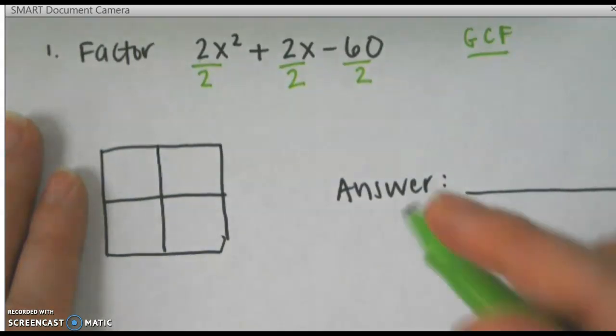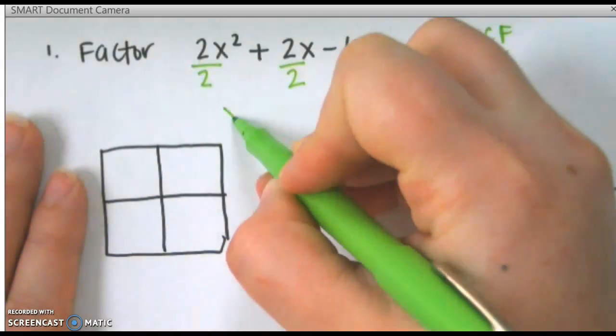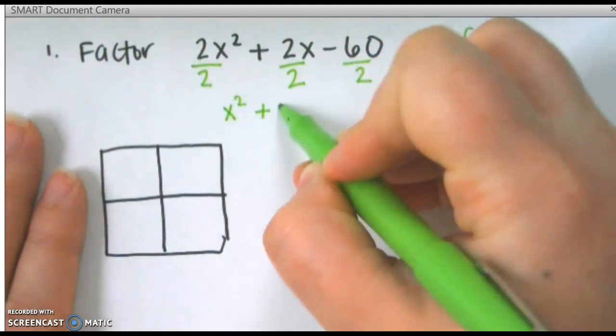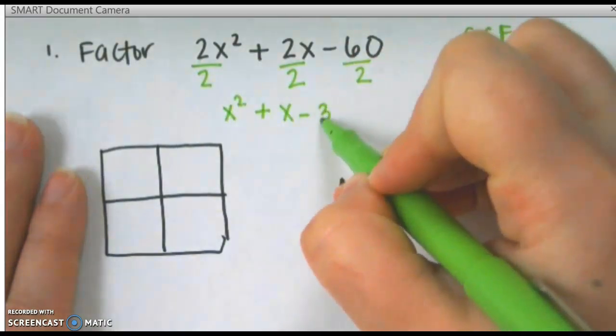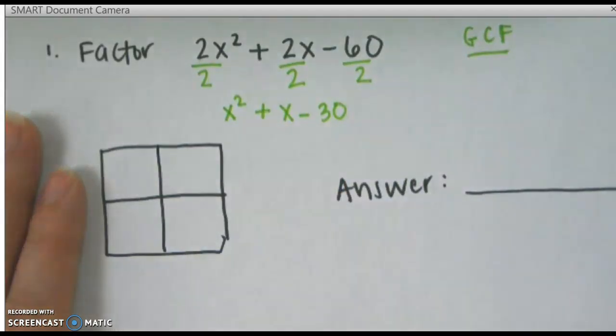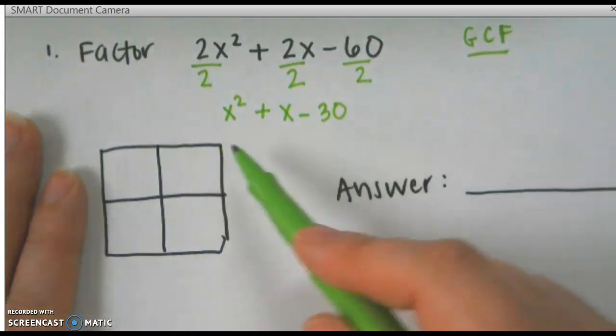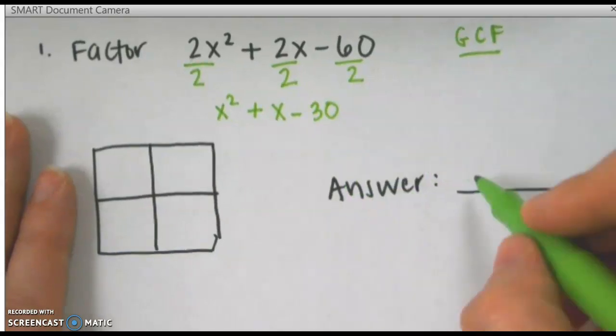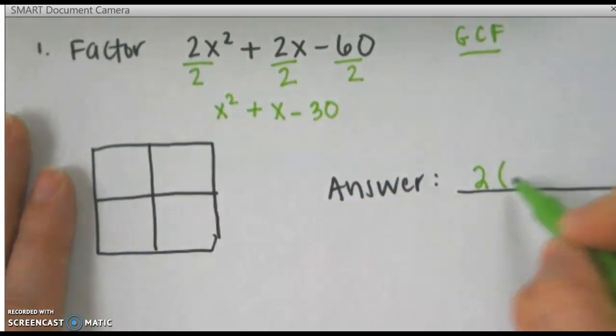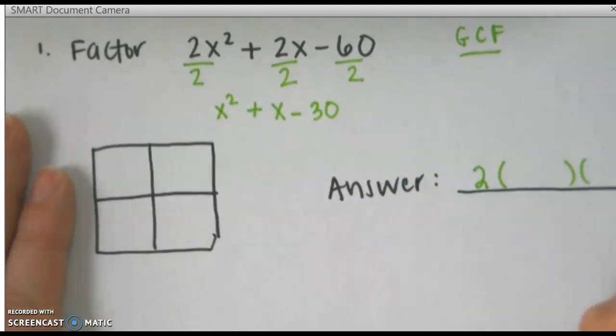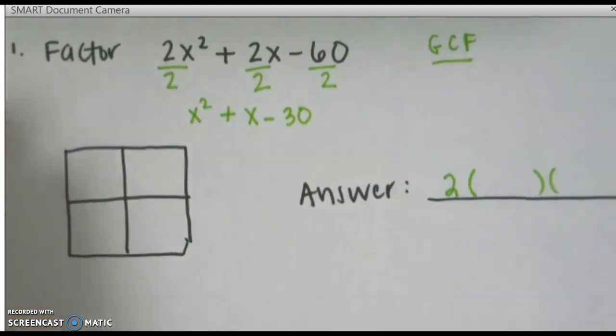So when I do that, that's going to leave me with x squared plus x minus 30. So that is what I want to try to factor. My final answer will have a 2 at the very beginning to show that I first had to divide everything by 2. All right, so from here, we factor the way that we normally do.